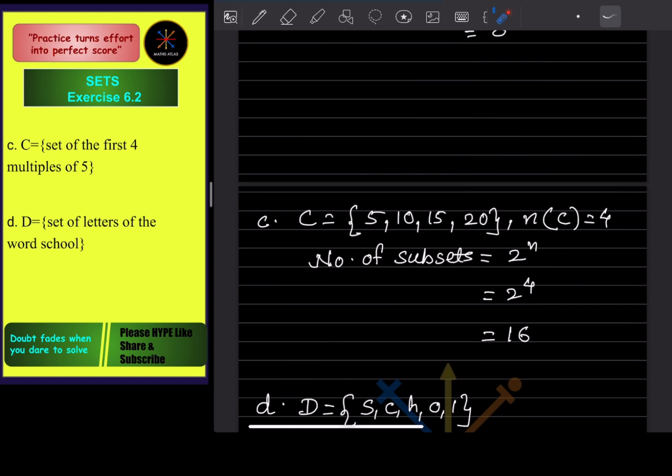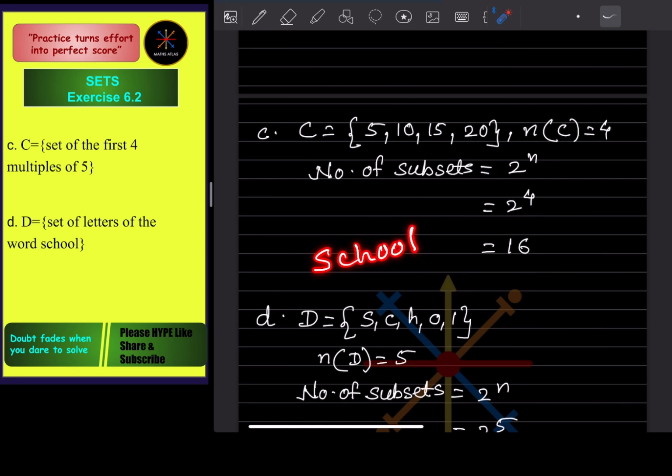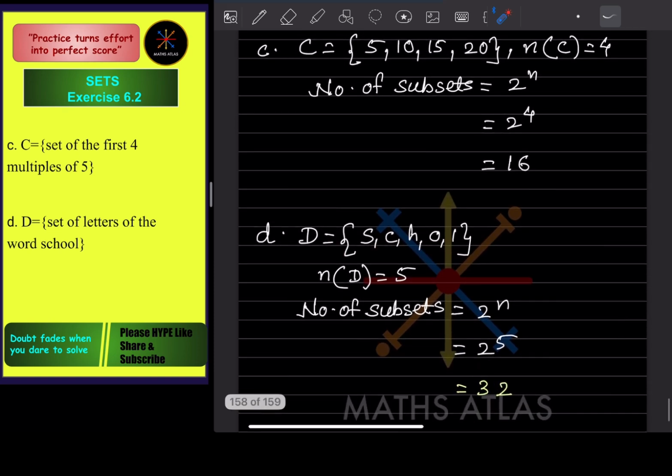Set of letters of the word SCHOOL. Now see here in sets, this is SCHOOL, but you can see there are two O's. We are just going to write it once because we are not going to repeat the elements here. So we write O only once. How many are here? n(D) is going to be 5. So the number of subsets is 32, 2 raised to 5. So 2, we are going to multiply it 5 times.